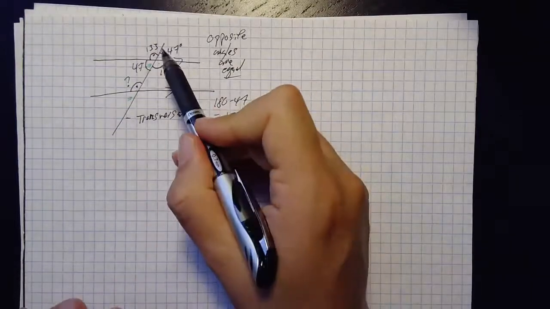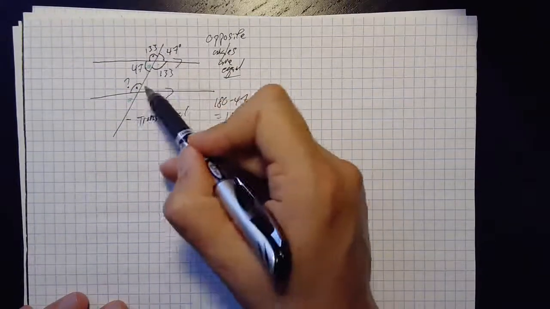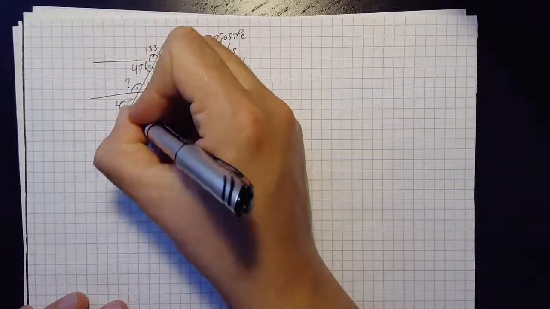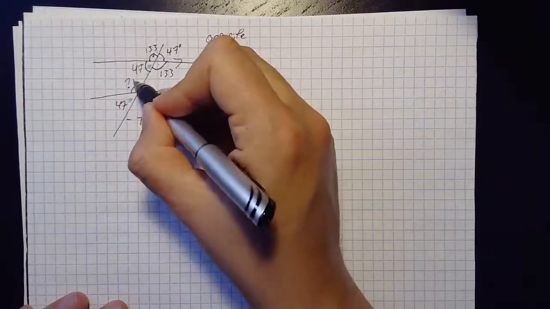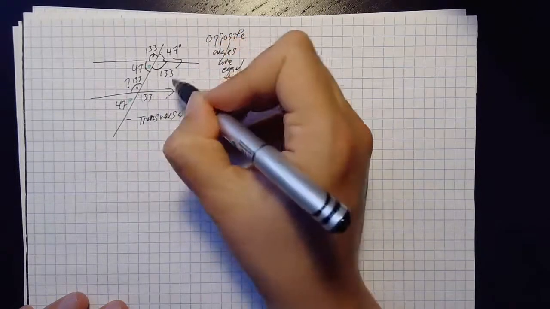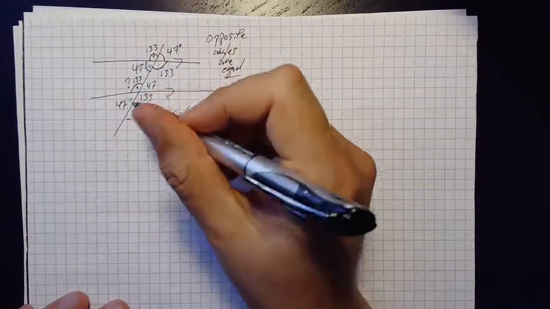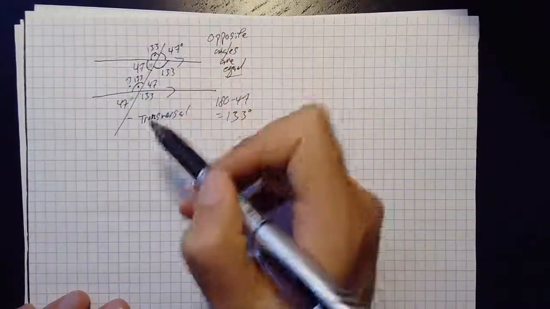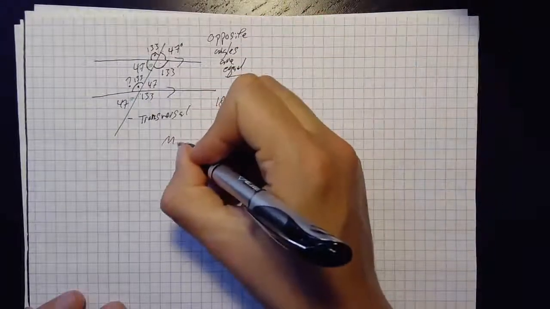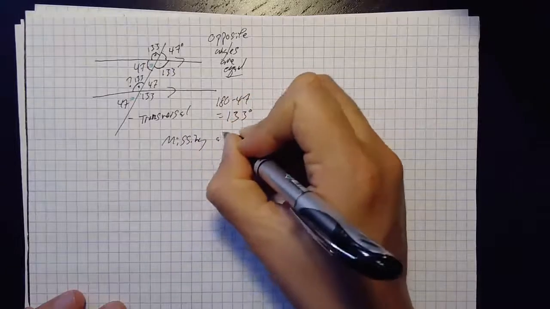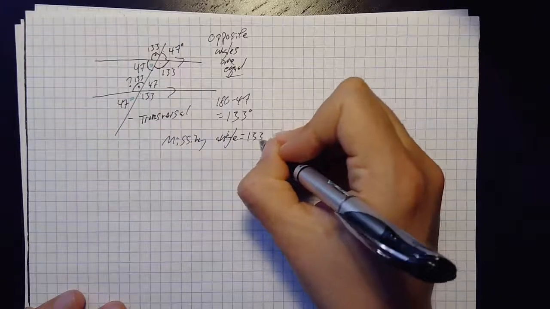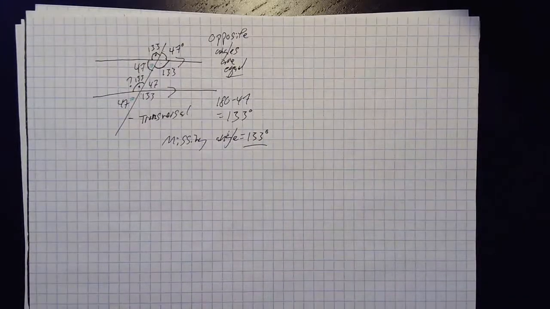Now, with the transversal, all of these angles get copied down here. So if that's 47, that's got to be 47. If that's 133, that's got to be 133. That's 133. This has to be 133. And likewise, that's got to be 47. So all of these angles get copied down here. So the same angles over and over again. Okay, so our missing angle equals 133 degrees. Okay, so that's what we're looking at for this one.